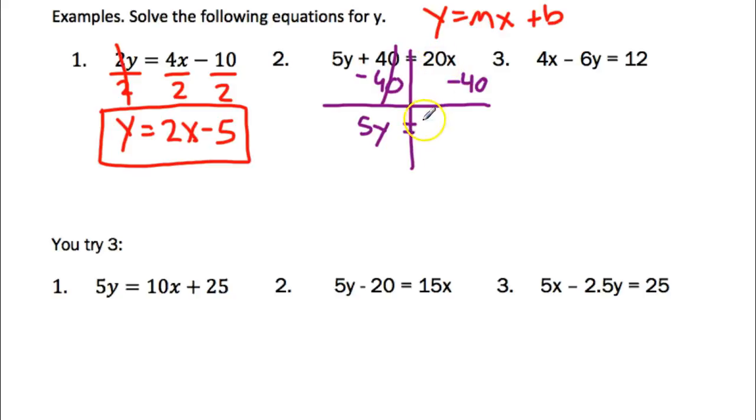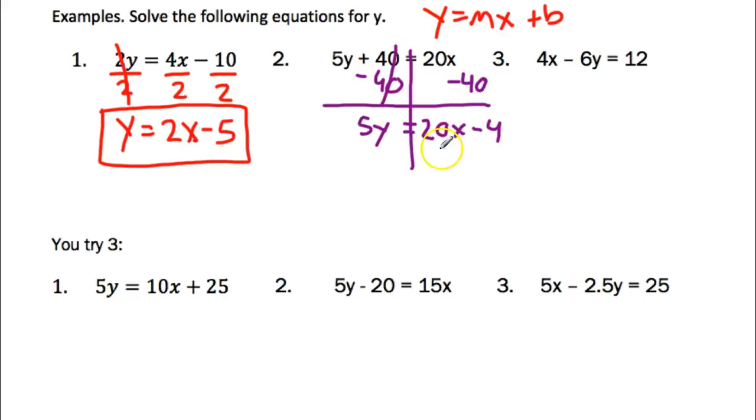So I just write 20x, and then I write minus 40. That's it. That's all I have to do, because they are not like terms. Remember that. They're not like terms. If one has an x and one doesn't, you cannot combine them.